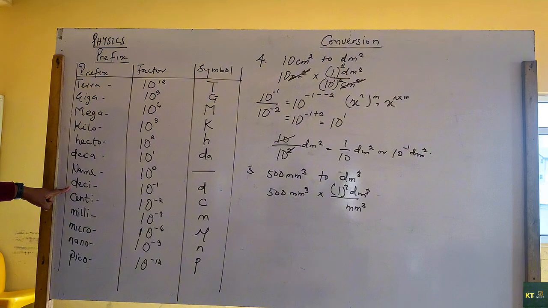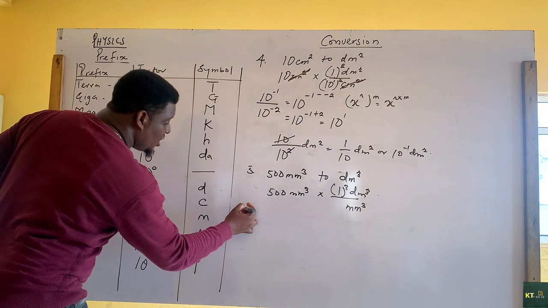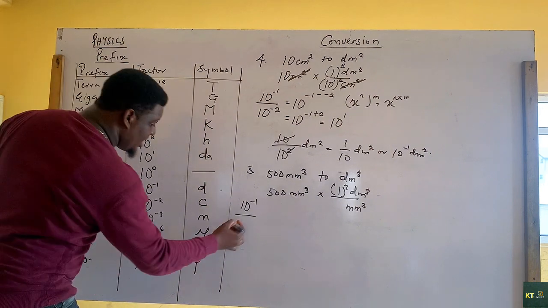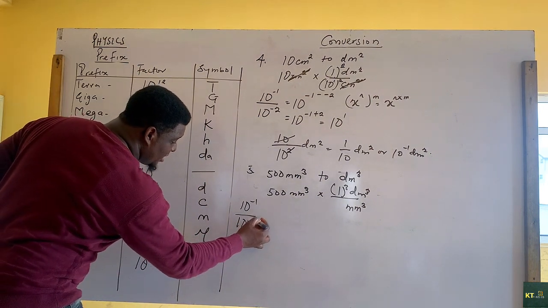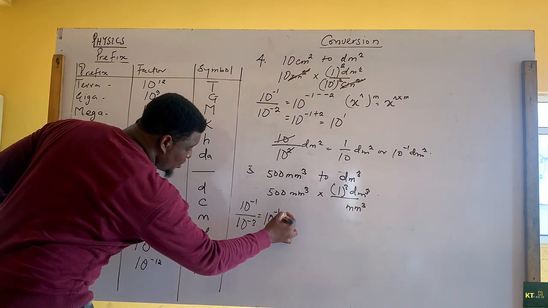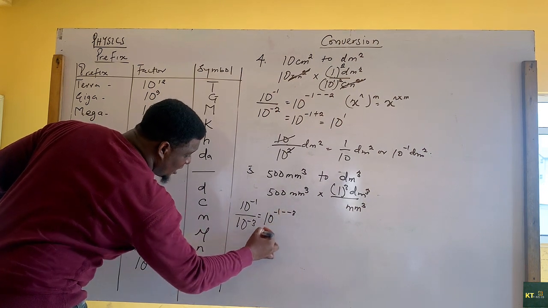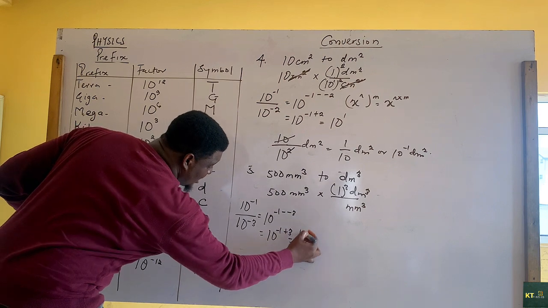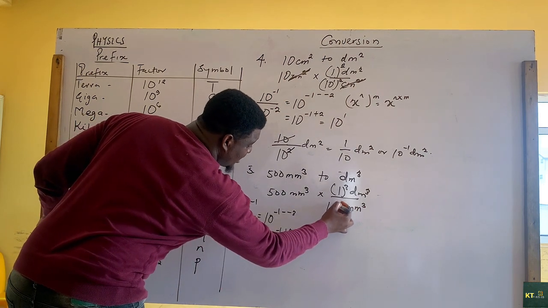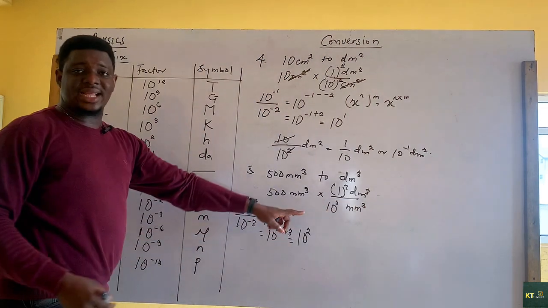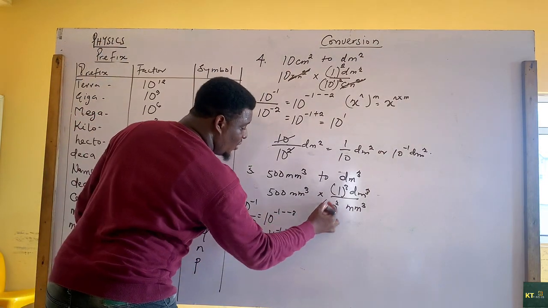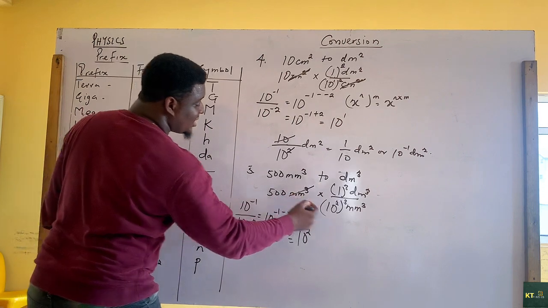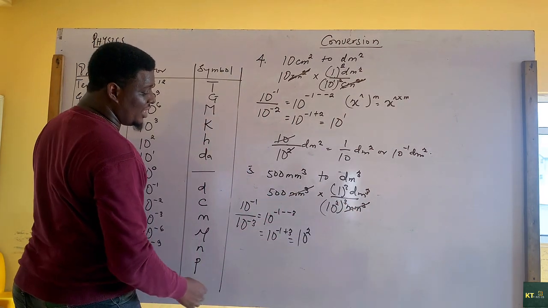So let us look at the relationship. Deci comes up, 10 raised to power minus 1 over milli comes thereafter, 10 raised to power minus 3, which is 10 raised to power minus 1 minus minus 3, which is 10 raised to power minus 1 plus 3, which is 10 raised to power 2. So you put it here, 10 raised to power 2. But you don't write the result there, you add cube, because you are talking about volume. So this cuts out this.